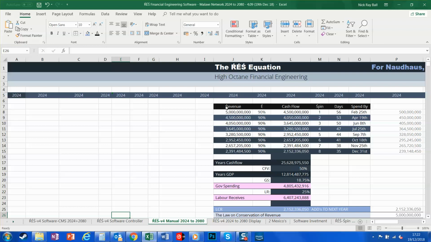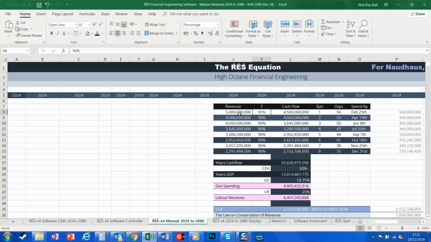Right. Okay. So we start with a figure, which is 5 billion. Here we see the E, which is at 90%. So we times that 5 billion by 90%, gives us 4,500. That is one spin that will have to have been done within 56 days at the beginning of the year, February the 25th. So by February 25th, all of this money will have been spent, every single cent, and 10% will be spent on things that are out of our control.